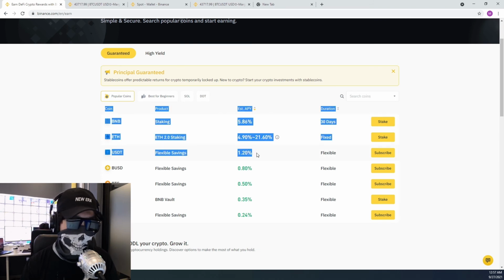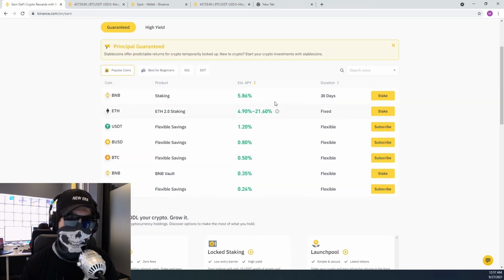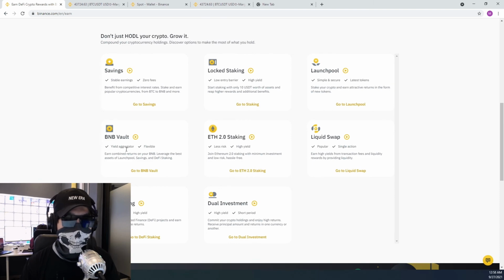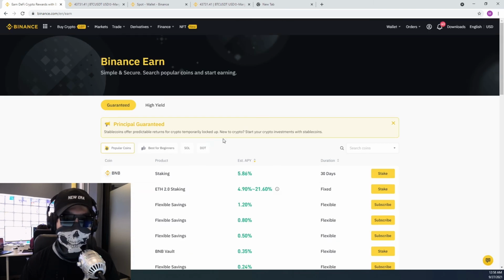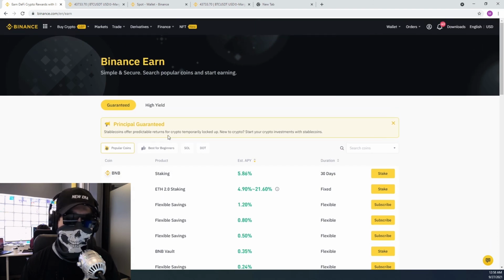You're going to be making 1.2% on your USDT, 0.8% on your Binance USD, 0.5% on Bitcoin. These are pennies, right? You see people making like 20x, 100x, 1000x in the bull run, and you don't want to be making these small pennies on your coins. At least that's what I think. If you want to do that, go ahead. All you gotta do is deposit your coins and then stake them to get these kinds of earnings per year. And this stuff, I haven't really looked into that. All I know is that you can stake your coins and earn passive income if you don't want to trade, I guess.